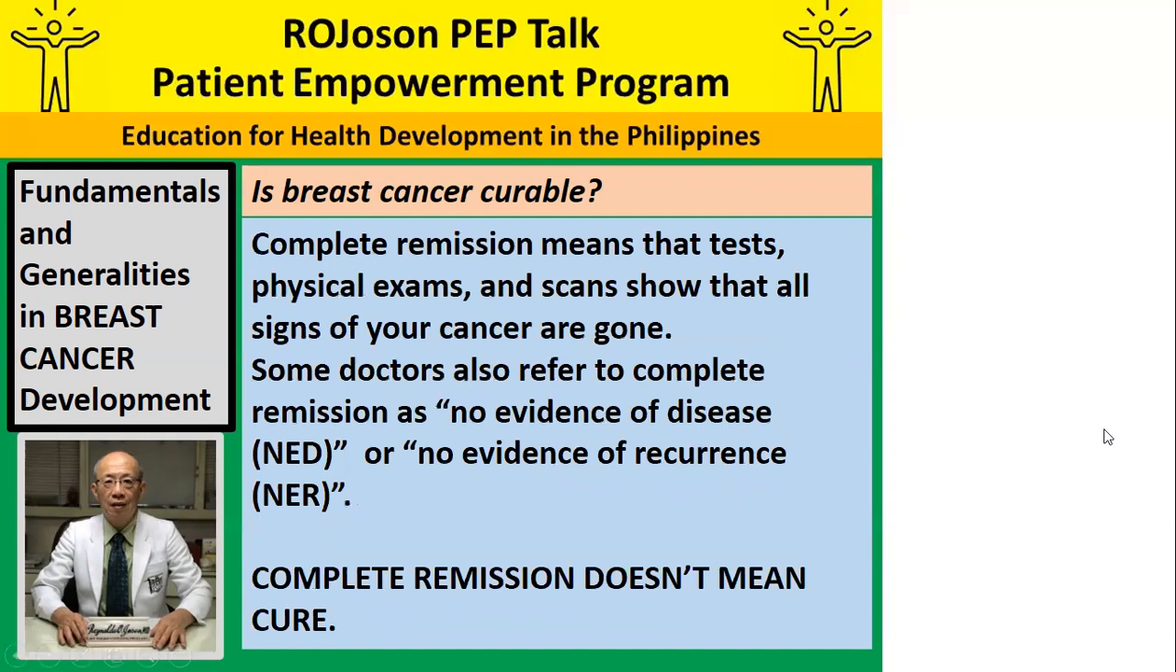So complete remission means that tests, physical exams, and scans show that all signs of your cancer are gone. Some doctors also refer to complete remission as no evidence of disease or no evidence of recurrence, NER. But mind you, complete remission does not mean cure.